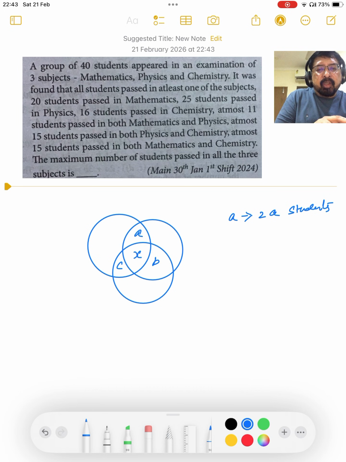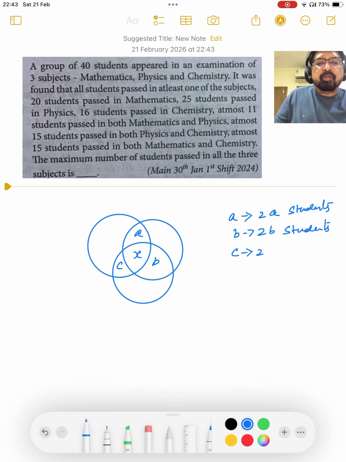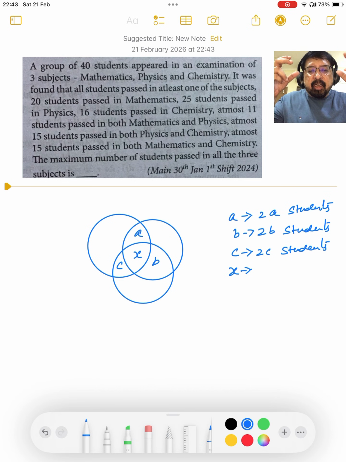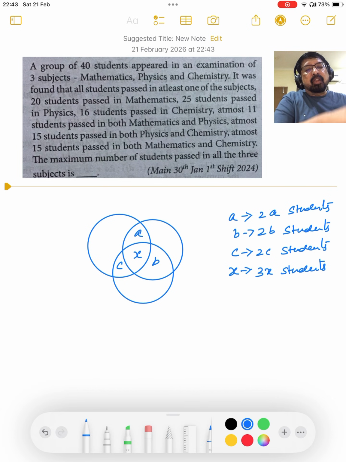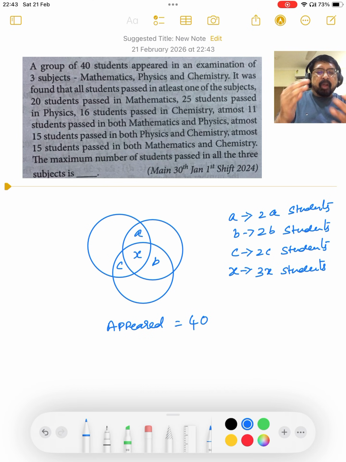Two sets are overlapping. So what is important is that these values are counted twice. When it is A, it means 2A students. When there is B students, it is 2B students. They are counted twice, and the value which is in the triple overlapping region, where all 3 sets overlap, is counted thrice. Then see, by comparing the number of students passed with the number of students actually appeared, we can substantiate this.